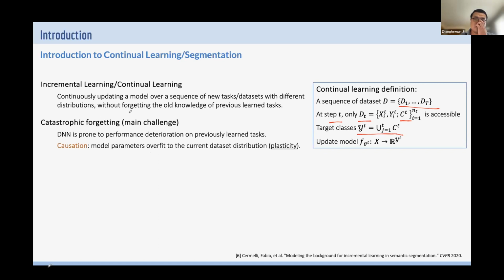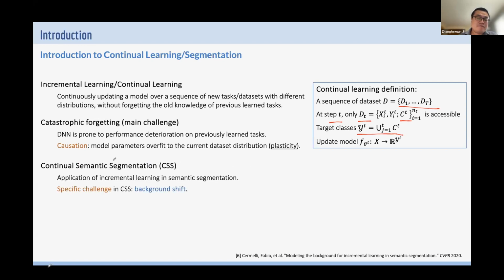And you notice that in order to add new classes, the model could experience forgetting, because when you fine-tune a deep learning model, the parameters will change, right? This parameter change is called plasticity. It causes the model to forget the previously learned tasks. The application of incremental learning in semantic segmentation is specifically called Continual Semantic Segmentation, or CSS.